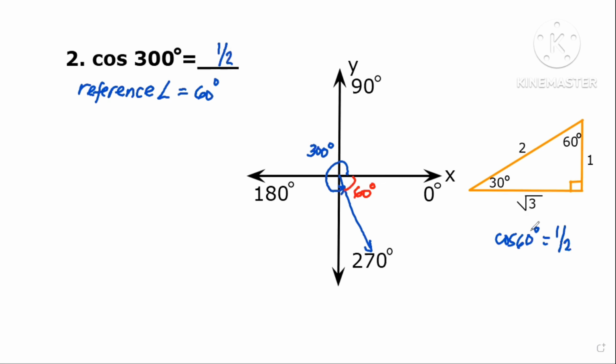In other words, pareho lang pong positive 1/2 ang cosine 60 natin at cosine 300. Why? Kasi ang 60 degrees is somewhere here in the first quadrant and x is also positive in the first quadrant. Kaya nga po pareho silang 1/2. Okay? So again, you can check that with your calculator. Tingnan nyo po kung ang cosine 300 ay talagang 1/2. Okay? And that's it.